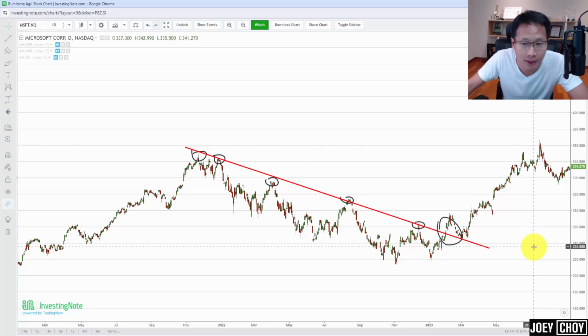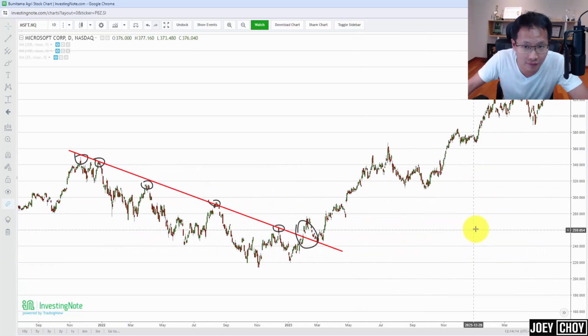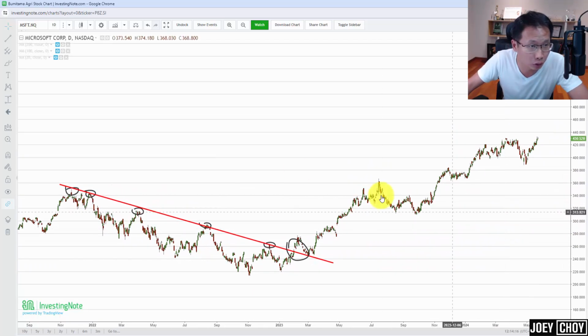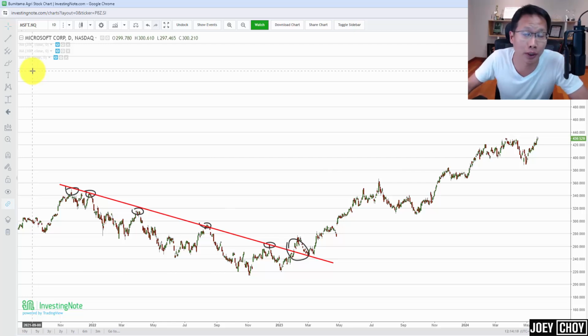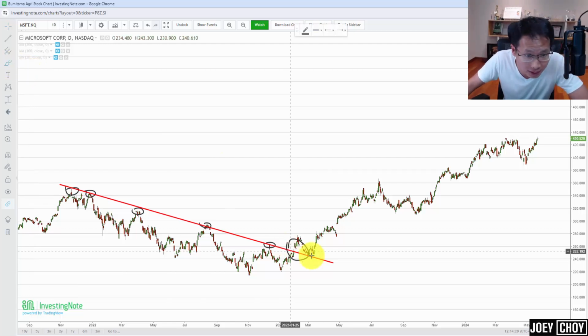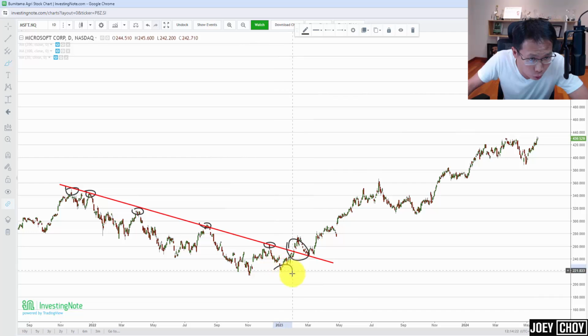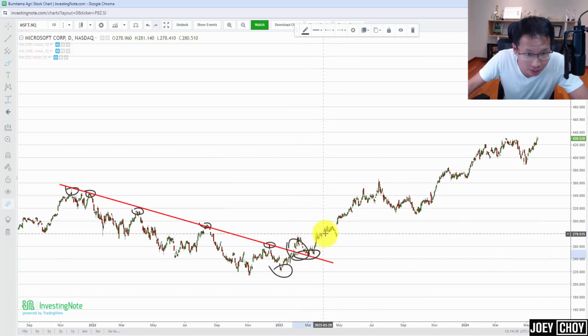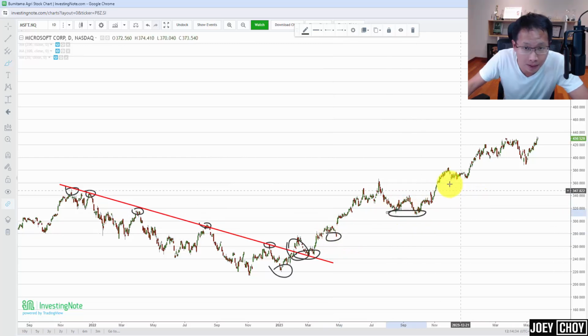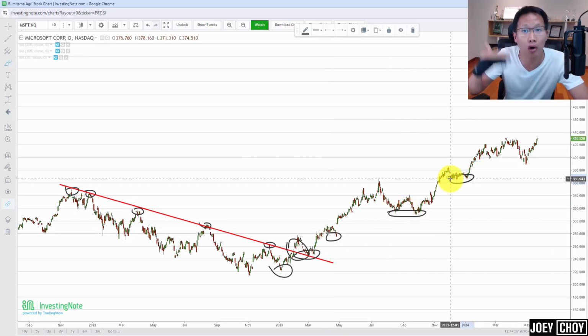So let me just zoom out, and we can see if we have formed what we call a higher low. Just before we draw an upward sloping trend line, we can see that it has formed a higher low. So this was the low, or the bottom, somewhere in 2022, around $220. It went to about $250. It went a little bit higher at $280, a little bit higher. So you can see the support level is getting higher and higher.